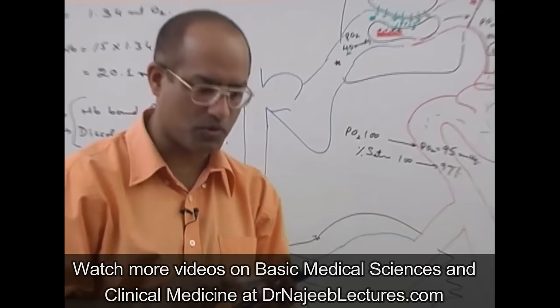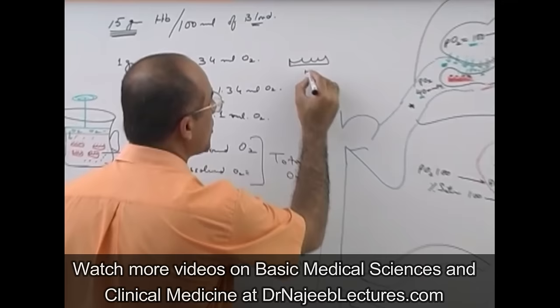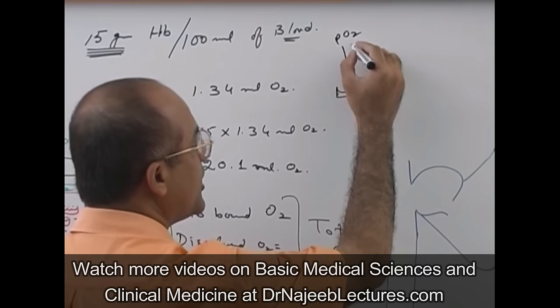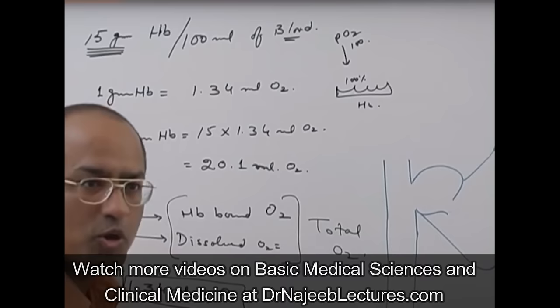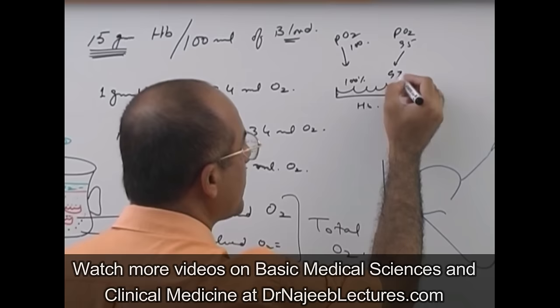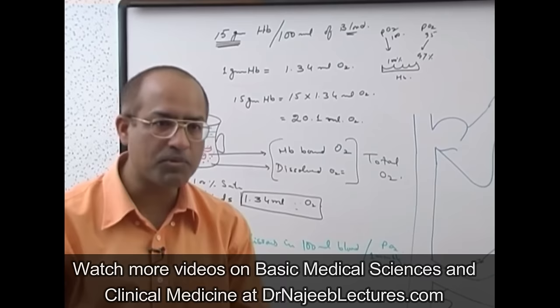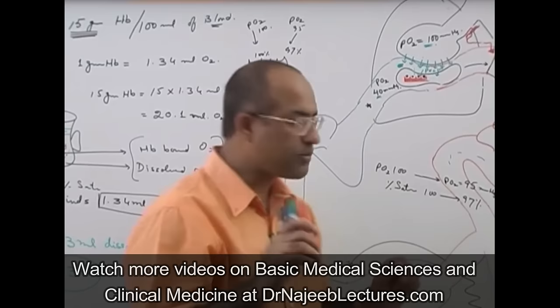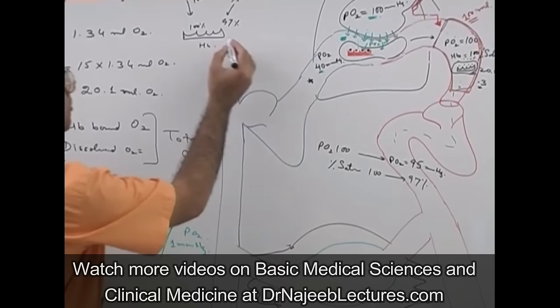Again, I will tell you, don't worry. These are pockets of hemoglobin. Before, the pressure was how much? 100. Under a pressure of 100, it is 100% full, 100% loaded. But when the pressure becomes 95, it is about 97% full. Am I clear? No problem up to this? It means, attention please, that the total amount of oxygen, which was supposed to be 20.4 ml, will drop down.